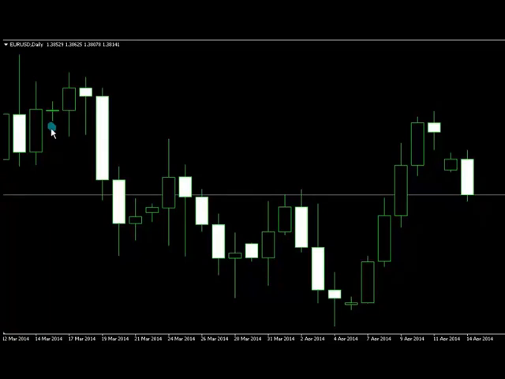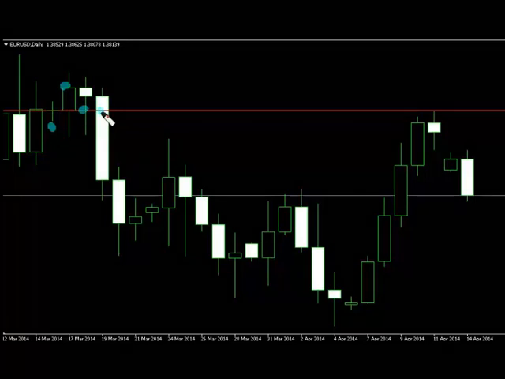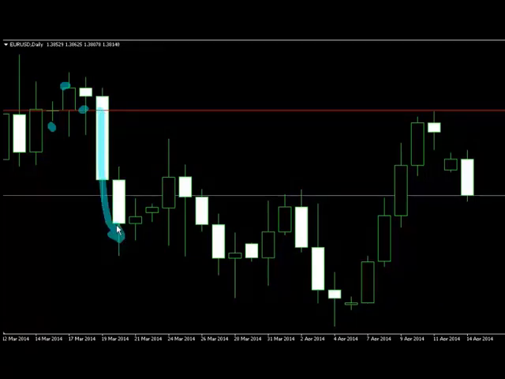Here is doji. It's very simple. When doji appears and the next bar goes high and closes, then place a sell stop order at the doji. Same time point here. And the next bar hits, and the next bar goes down. You can take profit.